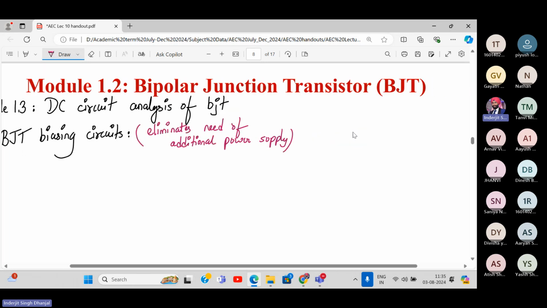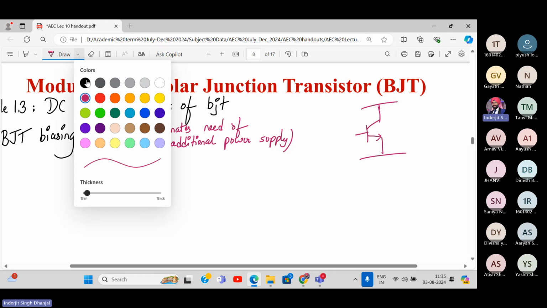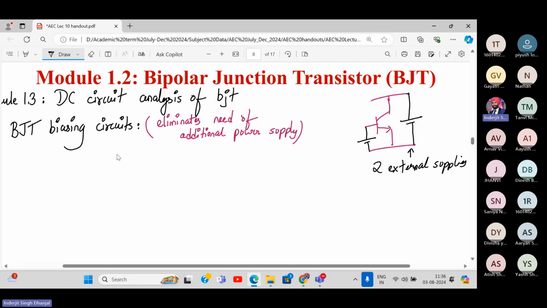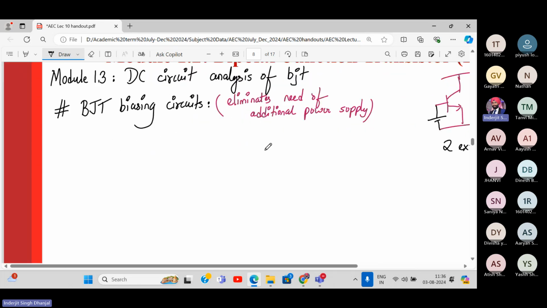Okay, so remember this BJT. If we want to do the characterization of this BJT, that means we want to find the input and output characteristics, you require two power supplies, over here and over here. So this requires two external supplies. The BJT biasing circuit will remove the need of two external supplies. It eliminates the need of an additional power supply. So with one supply only, your BJT circuits will operate.